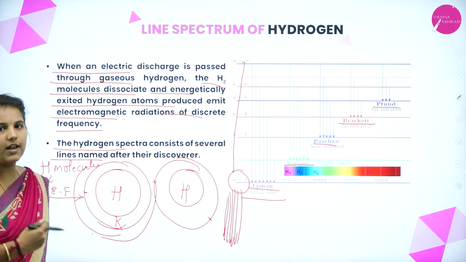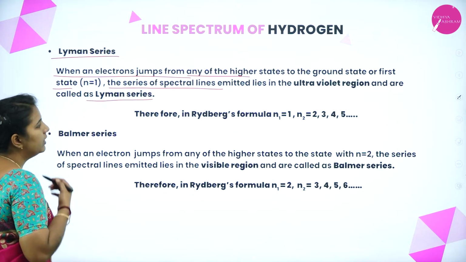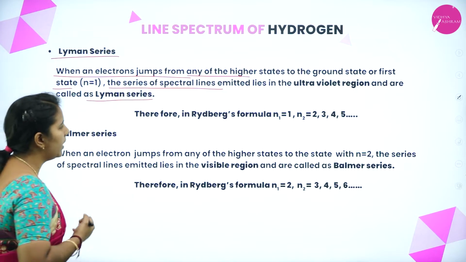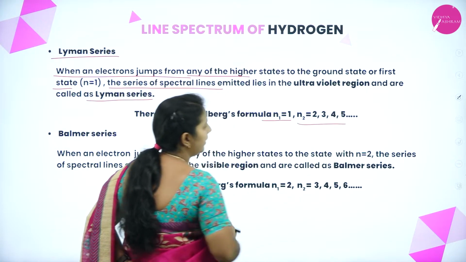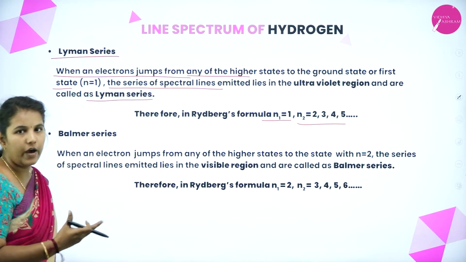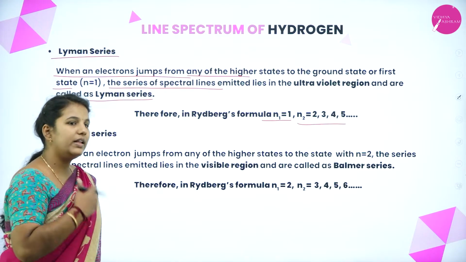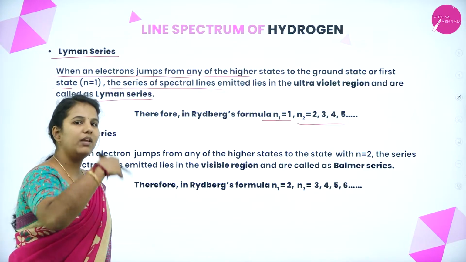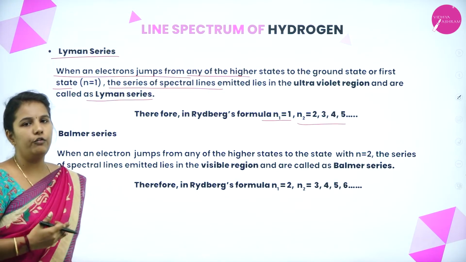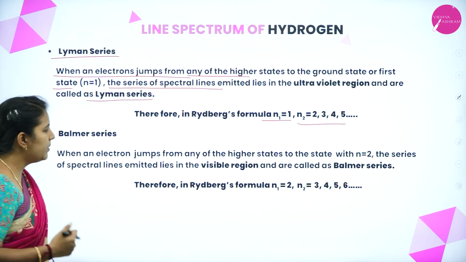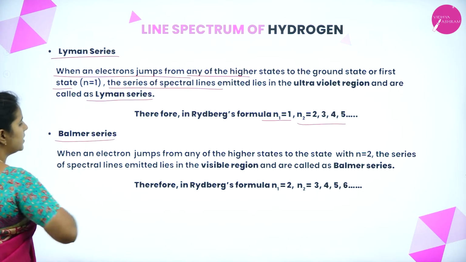In this, the Rydberg equation can be written where n1 is equal to 1 and n2 can be 2, 3, 4, 5, which means that when it gets energy, the hydrogen atom can be shifted to the second, third, fourth, or fifth level. Similarly, we can define the Balmer series.